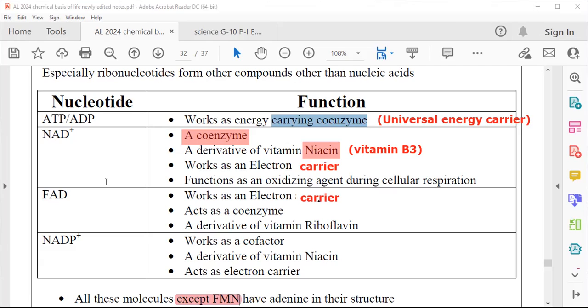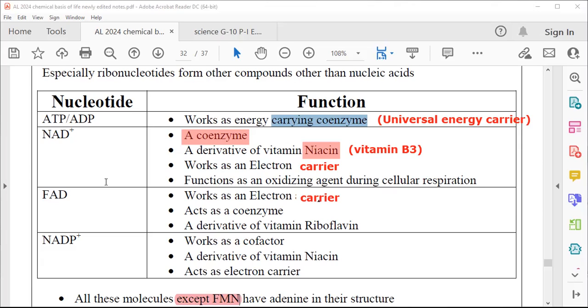NADP plus is also a coenzyme. Works as a cofactor. In brackets, mark it down: coenzyme. So who are the coenzymes here? NAD plus, FAD, and NADP plus.